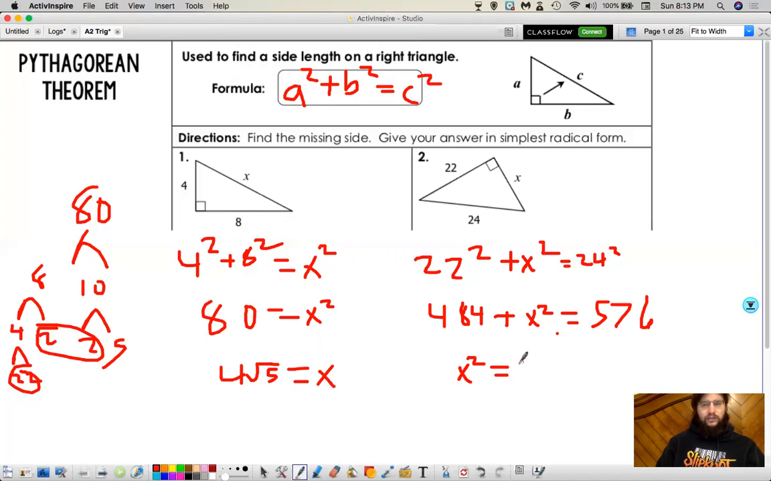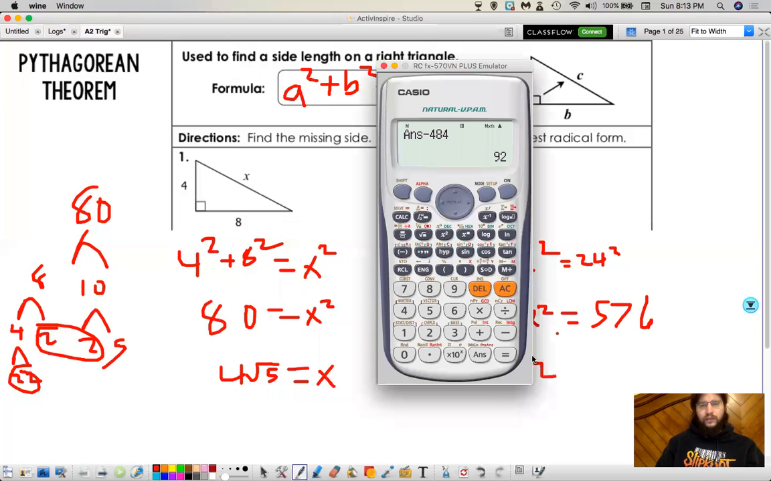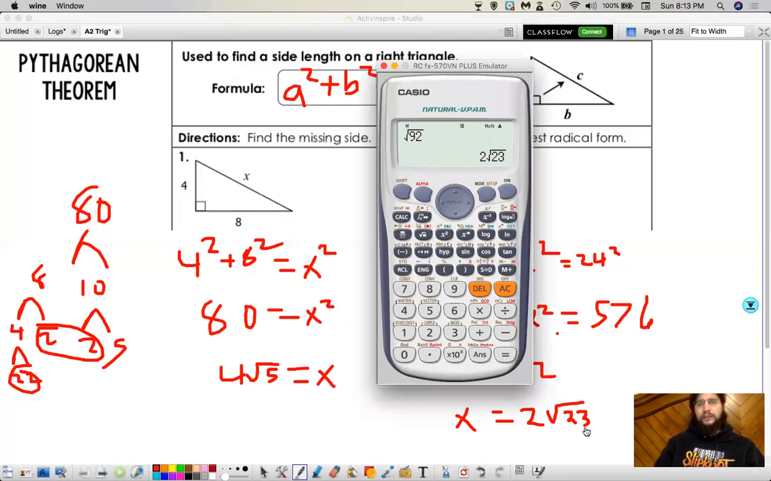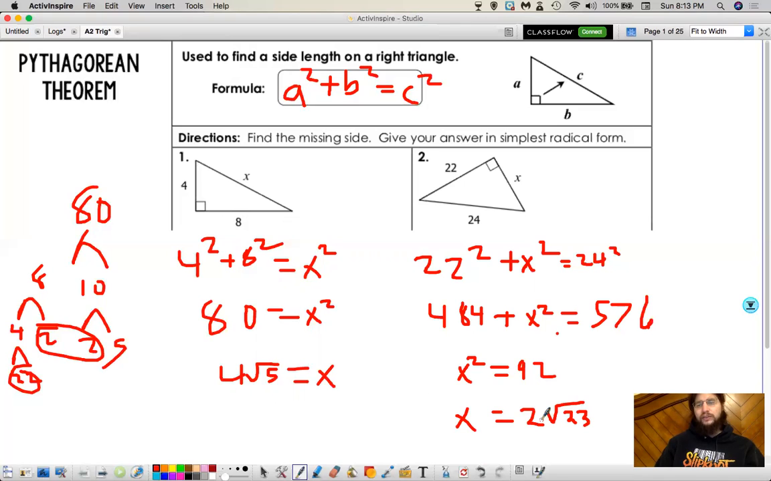x squared is 92. And see if that has a nice square root. 2 square root of 23. It is. And again, we're only looking at the positive solutions. If this were a pure algebraic equation, it would be plus or minus 2 square root of 23. However, since we have context, this triangle here, we're only looking at the positive.